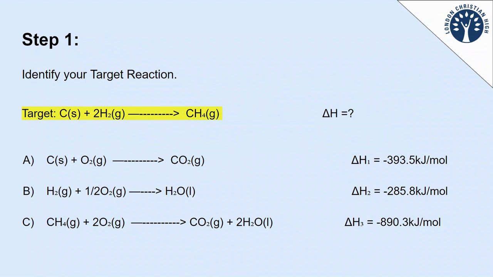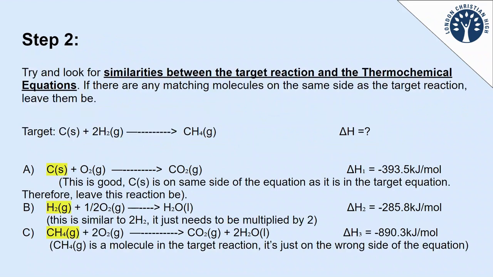The first step for a Hess's Law question is to identify your target reaction. You can see in this question, I highlighted it. In the second step, you'll need to identify similarities between the target reaction and the thermochemical equations. You can see that I highlighted all of the molecules that are similar to those in the target reaction: carbon solid, H2 gas, and CH4 gas.